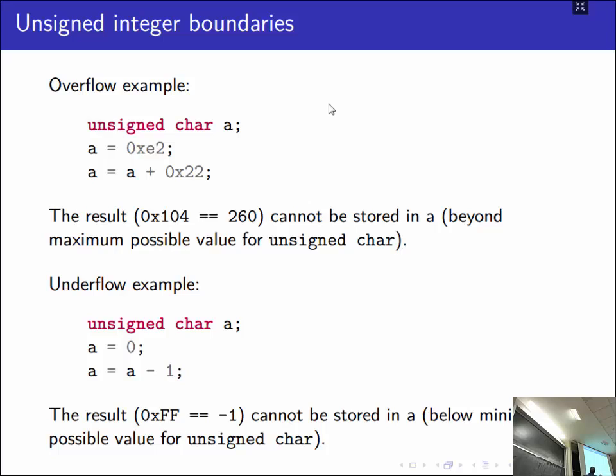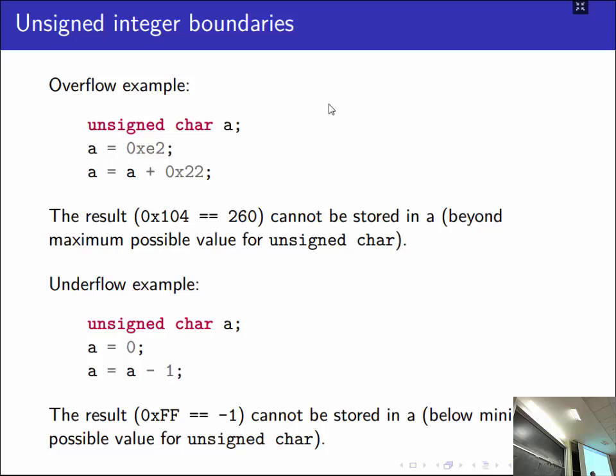Which means that if I take some big number here and I add 2 to it, it's just going to wrap around. The number 260 can't be represented in a range between 0 and 255, so the whole number is going to become 4, and just lose that initial bit. Or here, if I have the number 0 as an unsigned char and I subtract 1 from it, I get the number 255. This is odd, right? At best, it's odd. At worst, it's confusing.